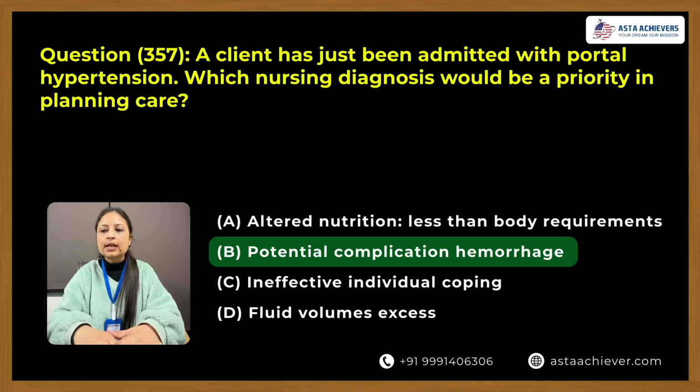So option B, potential complication of hemorrhage is the correct answer, because esophageal varices are dilated and tortuous vessels of the esophagus that are at high risk for rupture if portal circulation pressure rises.